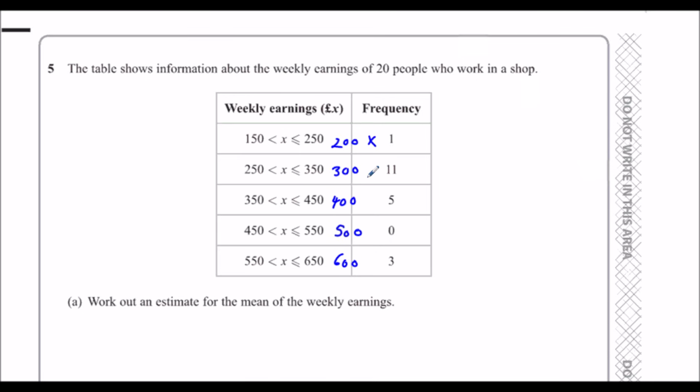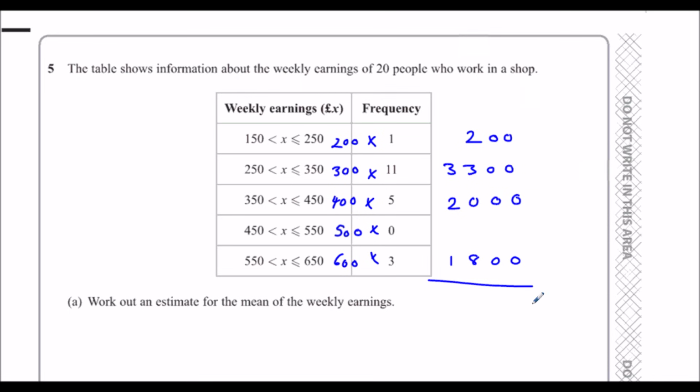Then we're going to times how many people by the amount of money. So 1 200 is 200. 11 300s is 3,300. 5 400s is 2,000. Nothing times 500 is nothing. And 3 600s is 1,800.